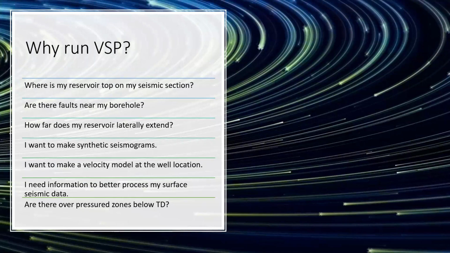The next is why run VSP? Here are some questions that VSP could address. I will discuss each point in detail when I talk about applications of VSPs. The first question is, where is my reservoir top on the seismic section? The answer is simple. VSP provides more accurate velocities. It means better seismic imaging and depth conversion. So, is my reservoir reflector at the same position in space as predicted by surface seismic methods?